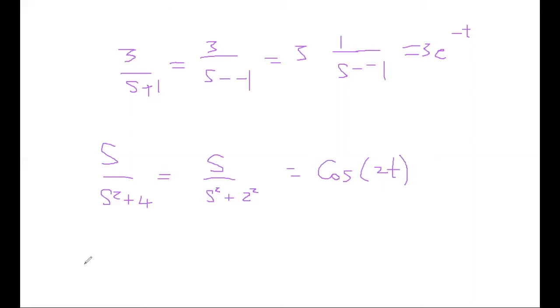We also have minus 6 over s squared plus 4. Minus 6 is the same thing as negative 3 times 2. So I can factor out the negative 3 and have the 2 in the numerator. Then we have s squared plus 2 squared. So we rewrite the negative 3. And then this part, it will be sine 2t.